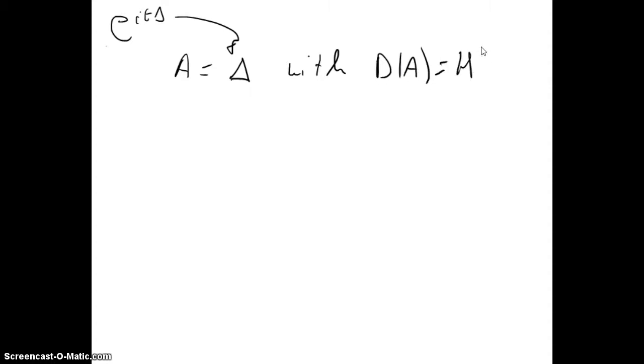Okay, so in the linear Schrödinger equation we have e^(itΔ). In this case, what we call A is the Laplacian with D(A) equal to H2. So we have the functions in L2 and the first two derivatives are in L2, so one can apply the Laplacian. Okay, so now a lemma.